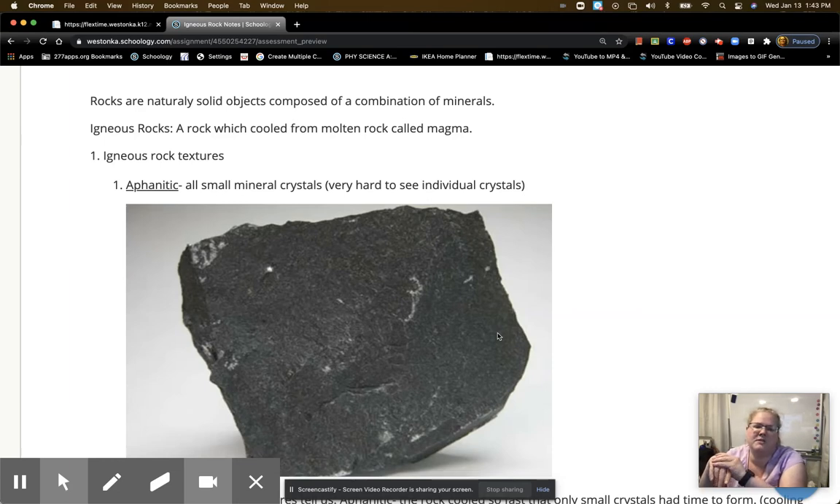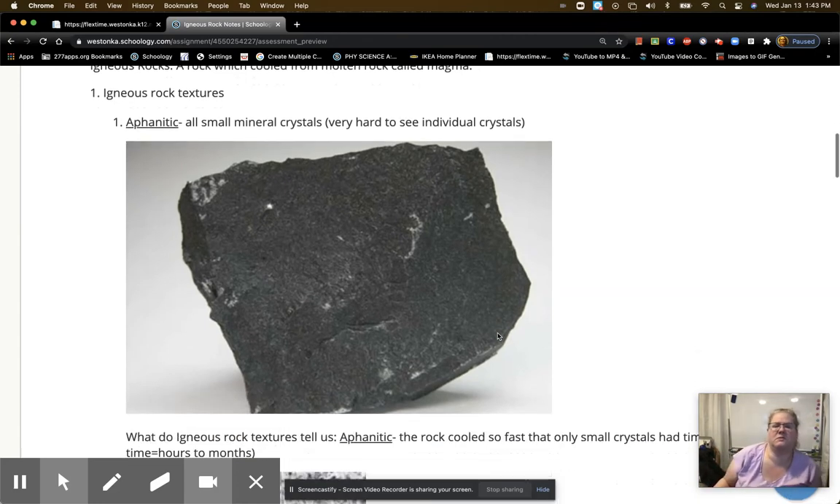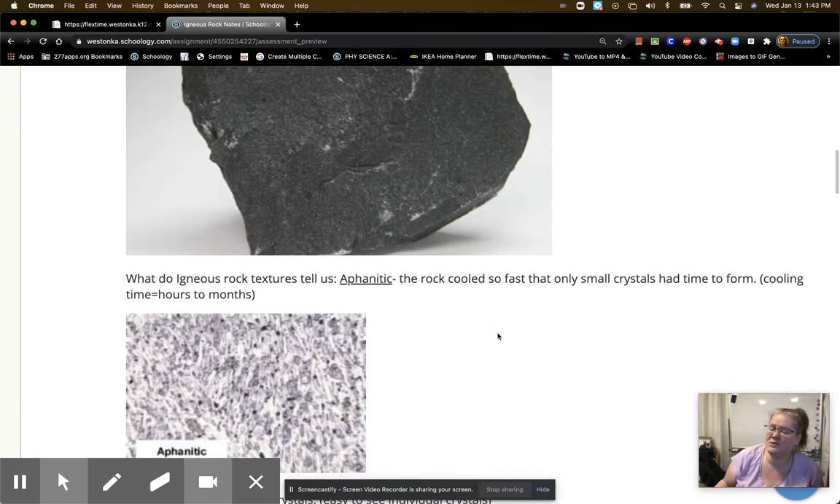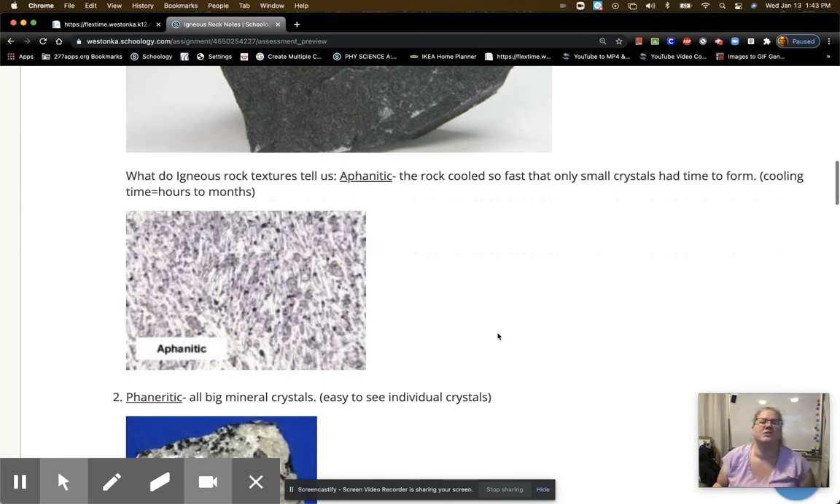So all minerals crystals are really hard to see. This is an aphanitic rock. Good things to write down in notes. I don't usually make you take notes, but if you use notes, you can use them on the test. So an aphanitic rock, that is, it cooled so quickly that only small crystals had time to form, and this cooling time is going to be hours to months. This is not like decades to cool.